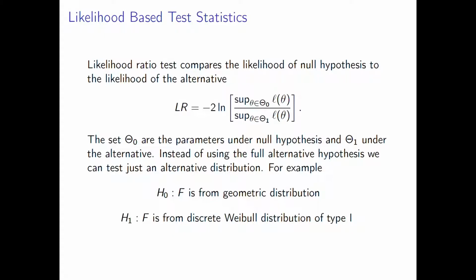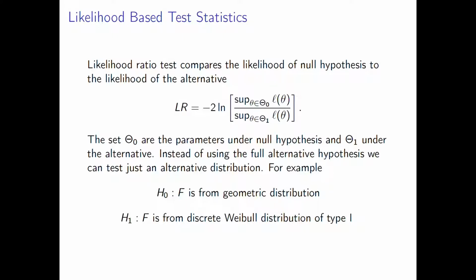We also have likelihood-based test statistics, and they work in a different way. The main idea behind them is that we consider the likelihood under the null hypothesis, and we consider the likelihood under the alternative hypothesis. And we find the maximum likelihood estimators, which optimize the likelihoods. And if you look at the ratio between them, this gives us the likelihood ratio test.